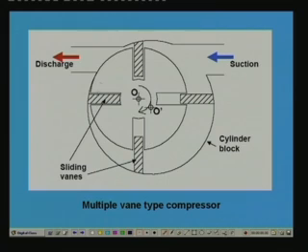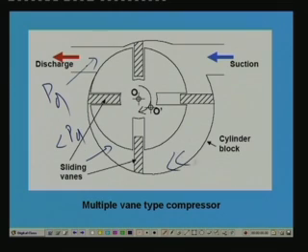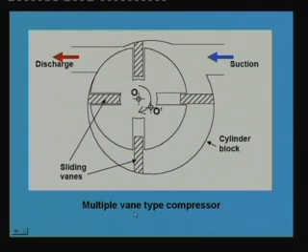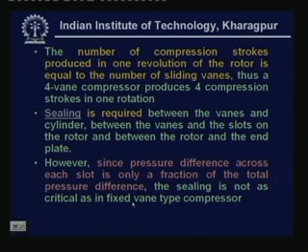For example, let us say that at this point the pressure is P discharge. Here the pressure will be less than P discharge, and here it will be further less than P discharge. So the pressure difference between any 2 adjacent cells is much less than P discharge minus P suction. That means the leakage rate also will be less, so the sealing is not as critical as in fixed vane compressors. That is what is mentioned here: since the pressure difference across each slot is only a fraction of the total pressure difference, the sealing is not as critical as in fixed vane type compressors.